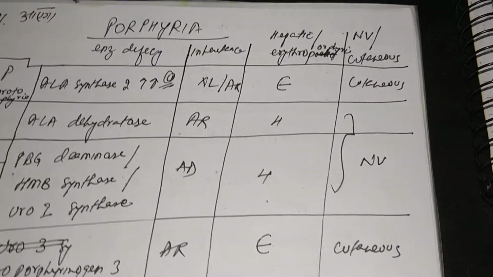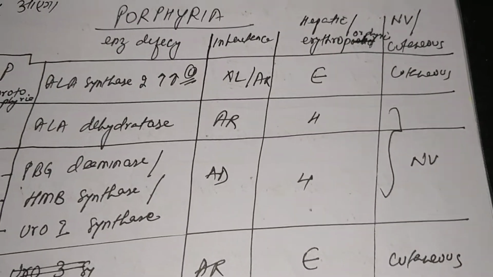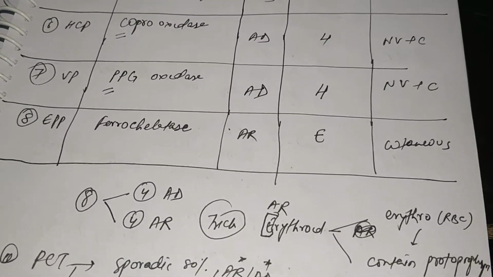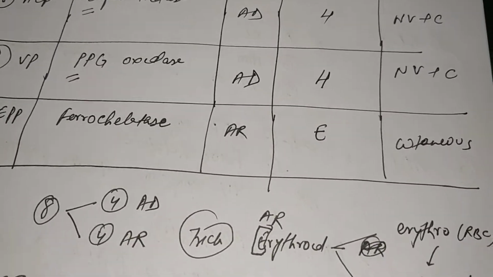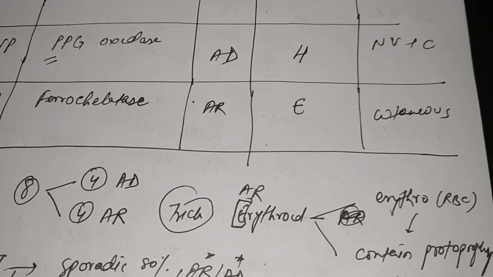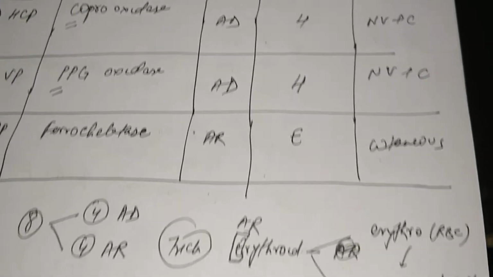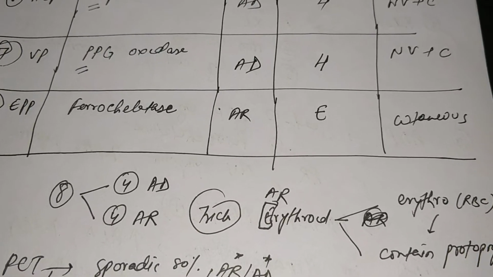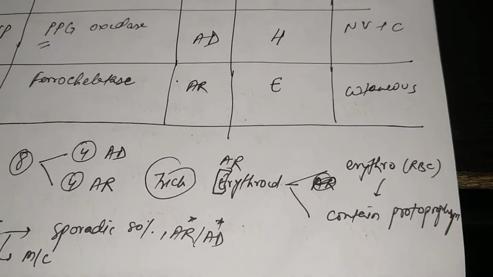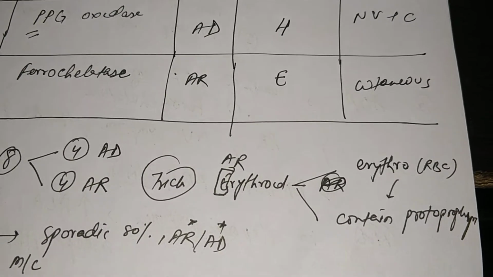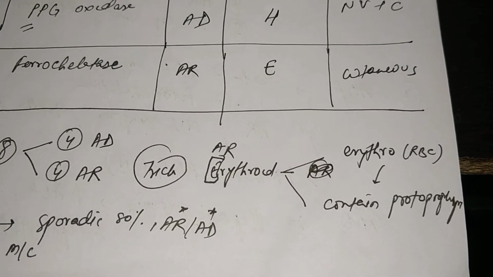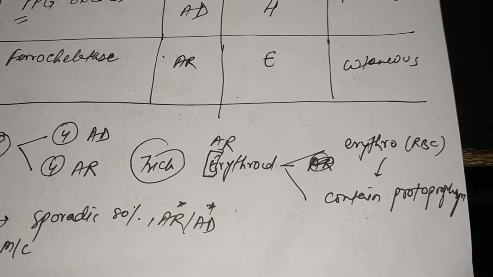The second column is about the inheritance. So let me tell you, there are 8 porphyrias. Four will be autosomal dominant, and the other four will be autosomal recessive. Okay, so let's start with the autosomal recessive. The trick to remember autosomal recessive is that if you start with erythroid, say AR, not ER.